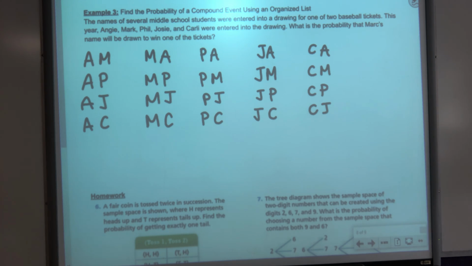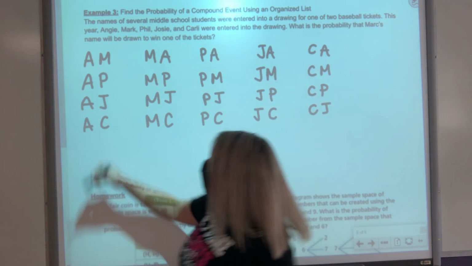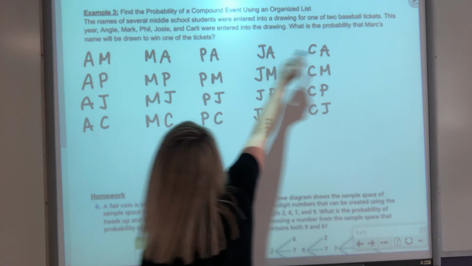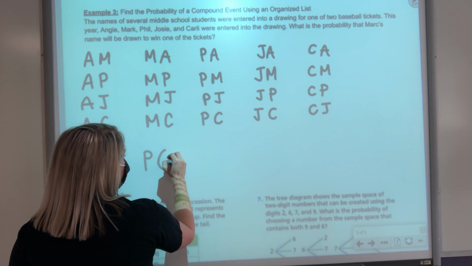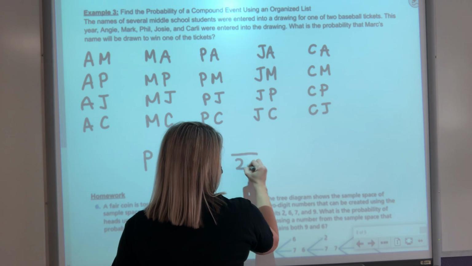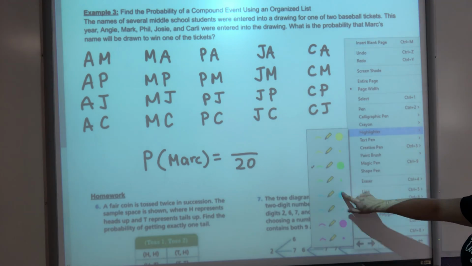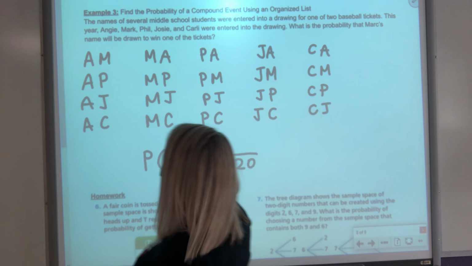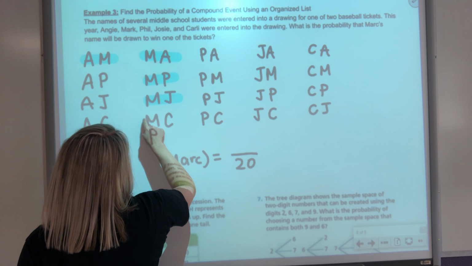How many different possibilities are there? 20, right? Because this is like an array. Remember doing arrays? There are 4 here and then 5 here, so 4 times 5. So the probability that Mark gets chosen is out of 20. Now we have to look at all the times that Mark gets to go to the game. He can go with Angie, Phil, Josie, and Carly.